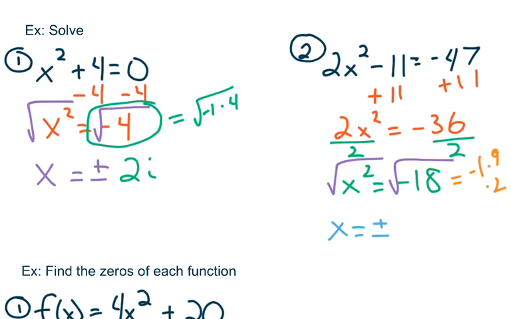So the square root of 9 is 3. Square root of negative 1 is i. And we don't know the square root of 2, so we leave it as the square root of 2. So plus or minus 3i square root of 2 is going to be your answer there for number 2.